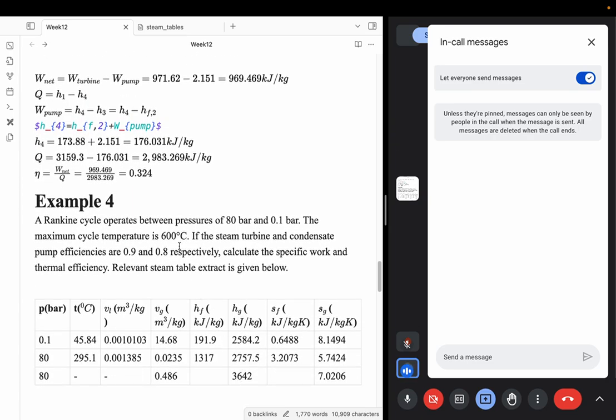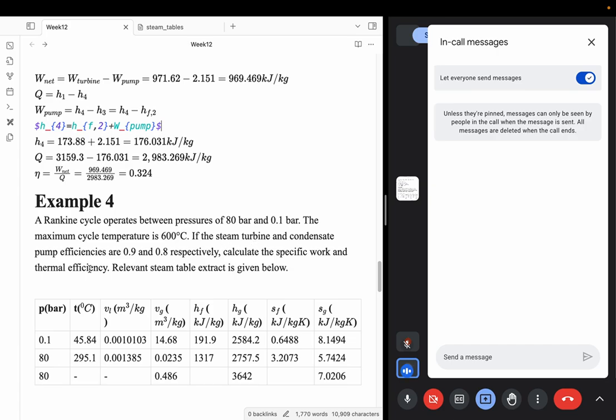So again, here you have a Rankine cycle operating between 80 bar and 0.1 bar. The maximum cycle temperature is 600 degrees Celsius. So where will the maximum temperature occur? It will occur either at the turbine inlet or at the boiler outlet. If there are no heat losses in the pipe connecting the boiler and the turbine, both of them will be equal. Otherwise, it will be at the boiler outlet temperature.